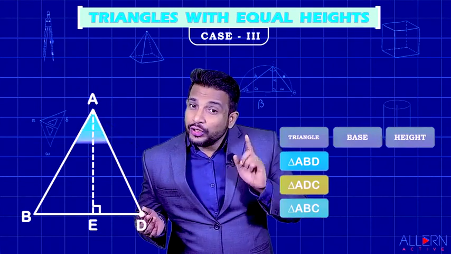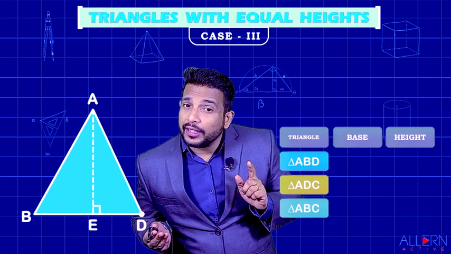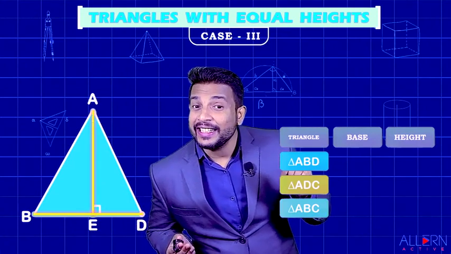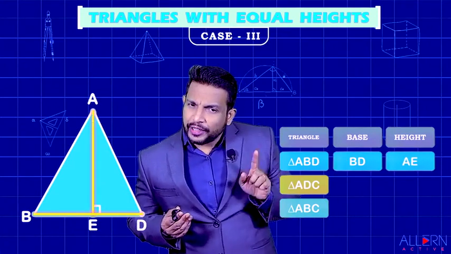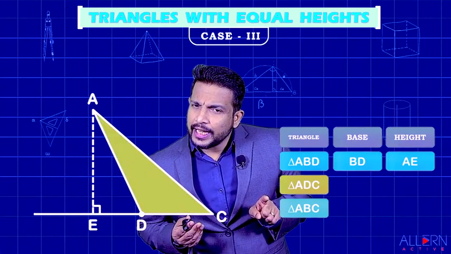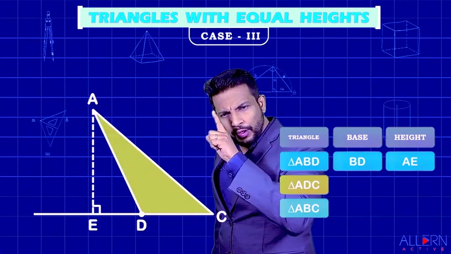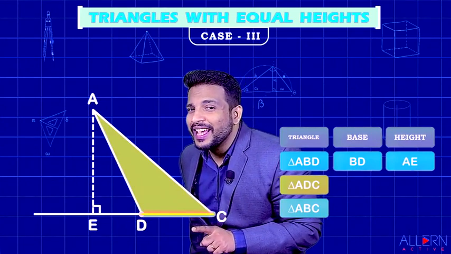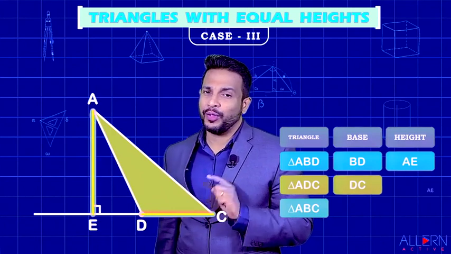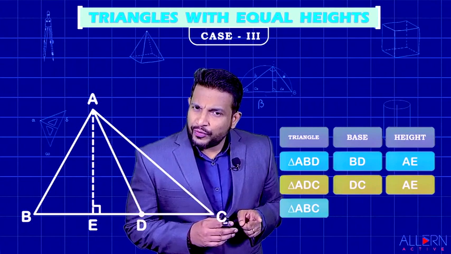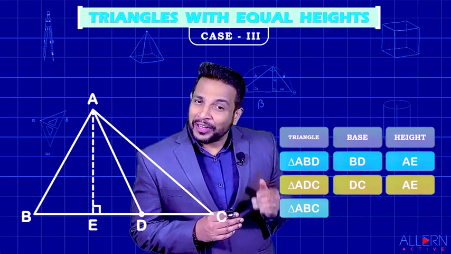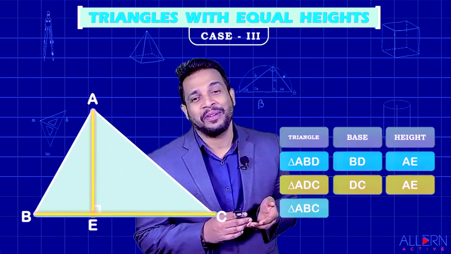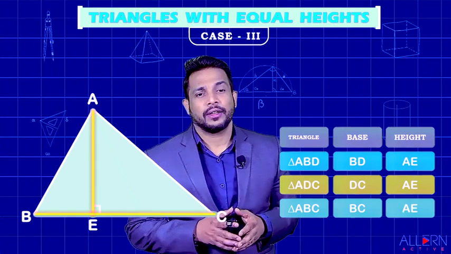For triangle ABD, just focus on triangle ABD. What's the base and what's the height? Yes, since the height is AE, we know the base is BD. So we write base is BD and height is AE. Beautiful. For the next triangle, observe triangle ADC. Now for triangle ADC, we know the height is AE, so which side is the base? DC is the base and the height is AE. So that is what we wrote there. Now for the next triangle, the bigger one, triangle ABC, height is AE. So what's the base? The base is nothing but BC. So we write the height and the base here.